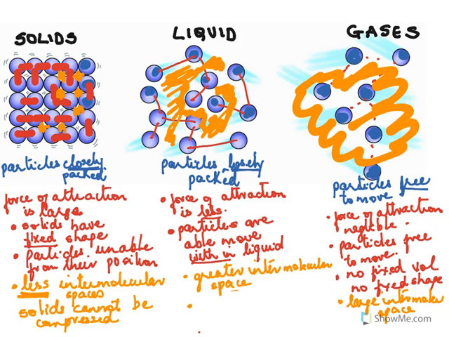But when we come to gases, the intermolecular space is so large. We have large intermolecular space, and because it has large intermolecular space, gases can be compressed very easily. You can reduce the volume of the gas very easily.